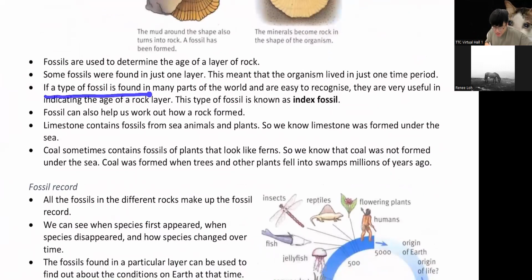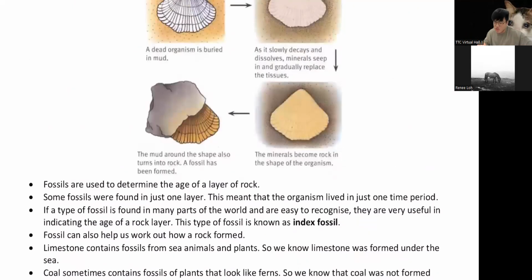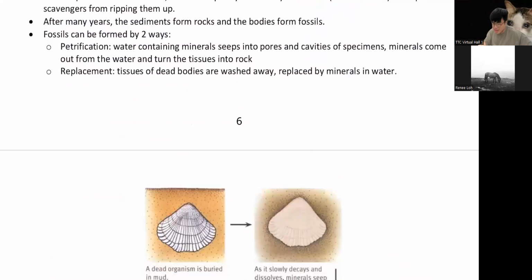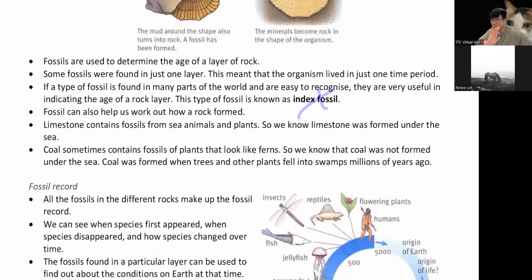So if a type of fossil is found in many parts of the world and are easy to recognize, they are very useful in indicating the age of rock layer. This type of fossil is known as index fossil. Certain fossil they are found everywhere, which makes their job really easy. Let's say 有一种 shell 它叫做 fossil A. Fossil A is found in many layers. So whenever you found that fossil, you know that layer is certain name. So we call it an index fossil. 这个东西你不用去记, this whole chapter here is learning for fun one.